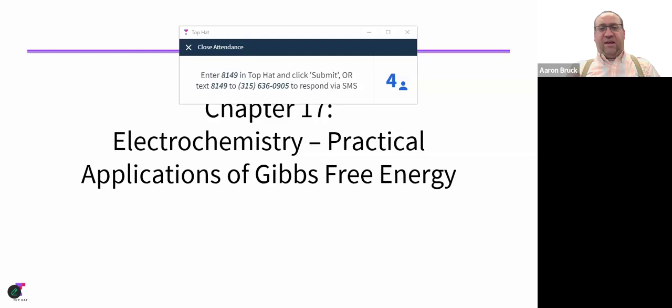By taking the concept of Gibbs free energy and the idea of energy output for a spontaneous reaction and turning that into something more profound, in the sense that we'll be using that energy to actually do work. And the work that we'll be doing here is electrical work.